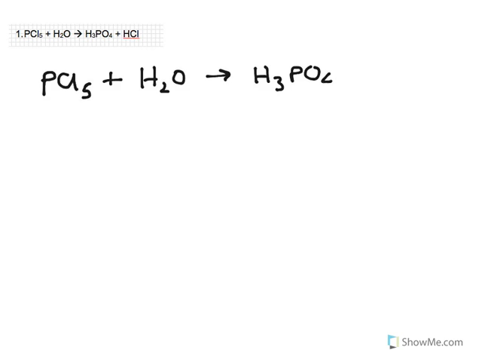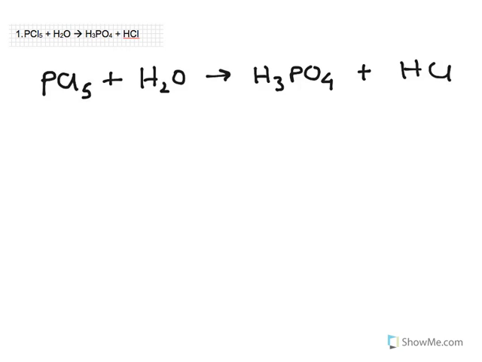Let's have a look at the equation given in the example here. We have PCl5 and H2O reacting to give H3PO4 and HCl respectively. The first thing we have to do with the example here is rewrite the equation so that we can set random variables to them. So first we have PCl5 reacting with water to give H3PO4 and HCl.